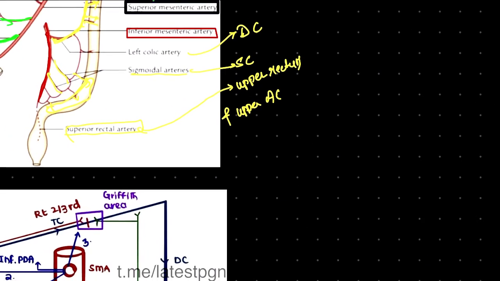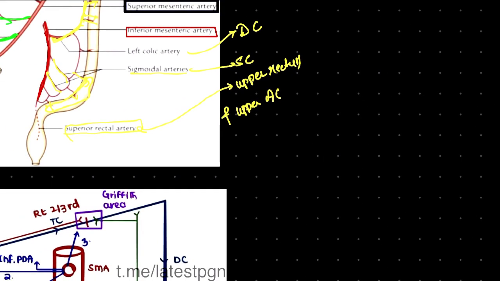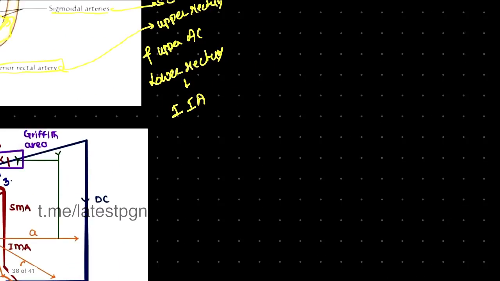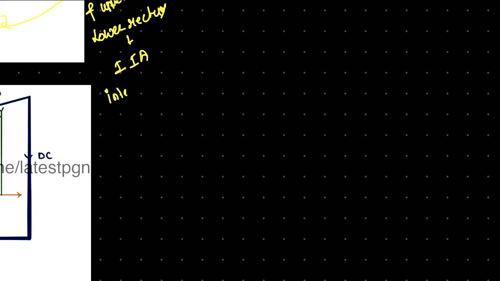Now if it is supplying the upper rectum and upper anal canal, then what about the lower rectum? The lower rectum will be supplied by our internal iliac artery, right? Internal iliac artery.